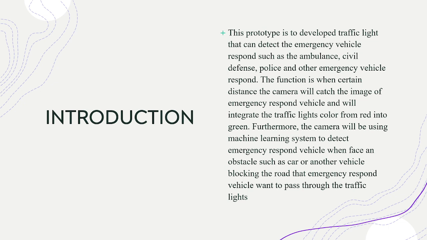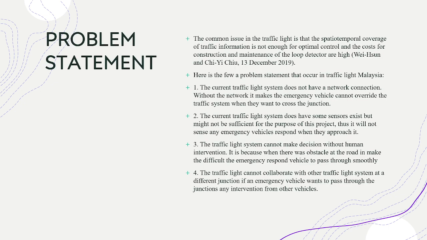Okay, let's continue with the problem statement. The common issue with traffic lights is that the optical coverage of traffic is not enough for optical control, and the cost of construction and the method of road detection are high. So here are a few problem statements that occur with traffic lights in Malaysia.